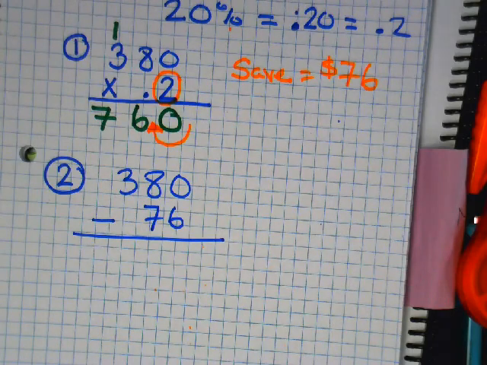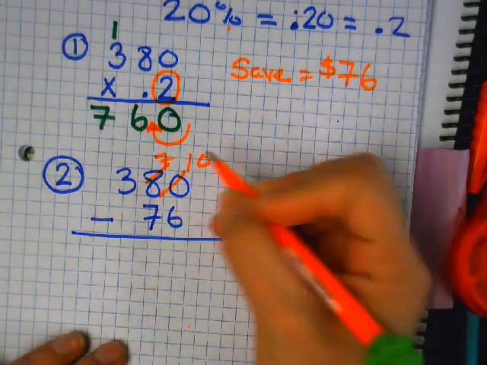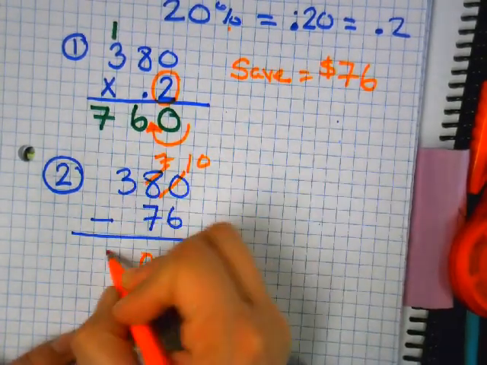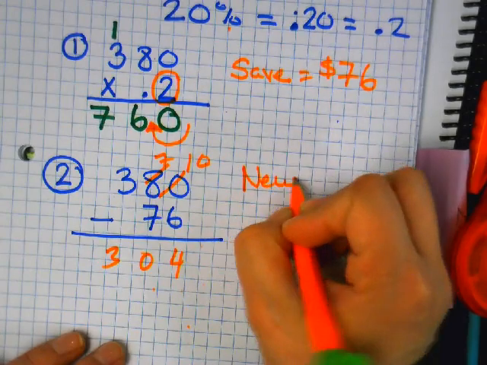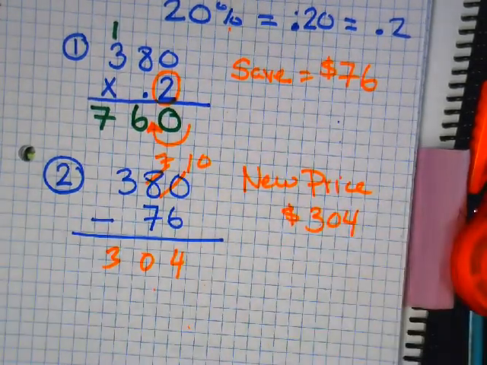All right, what'd you guys get? Nice. 10, 7, 4, 0, 3. So my new price is equal to $304. We okay?